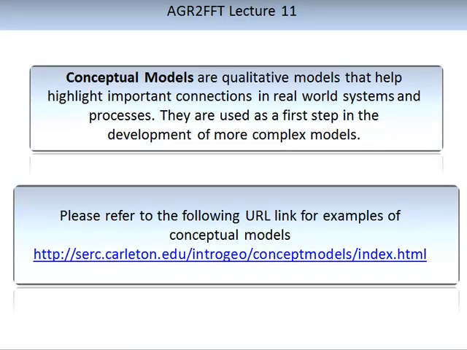Conceptual models are qualitative models that can help highlight important connections in real-world systems and processes. They are used as a first step in the development of more complex models. The following resource gives you an overview on modelling, it introduces it, and the advantages and disadvantages of conceptual modelling.